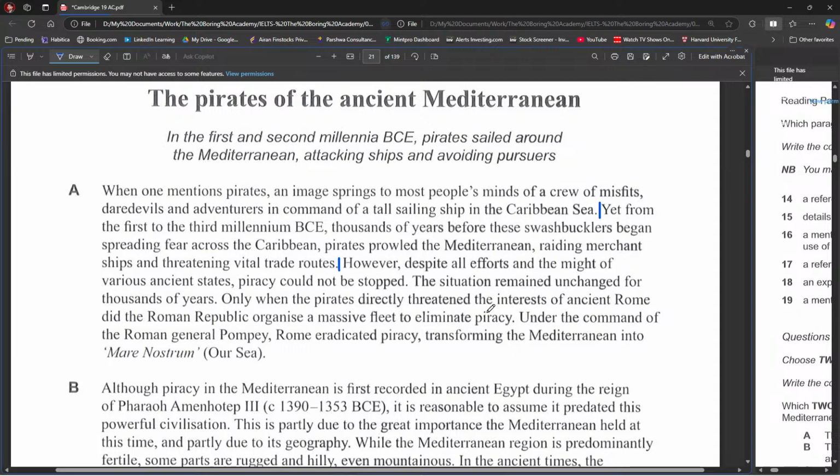When one mentions pirates, an image springs to most people's mind of a crew of misfits, daredevils, and adventurers in command of tall sailing ships in the Caribbean Sea. So this is what they're trying to explain, that whenever we hear about pirates, we start seeing those images that we have seen in cartoons or movies, that there will be daredevils, misfits, rebels who will be fighting with people, and we will think about the Caribbean Sea with huge ships and stuff.